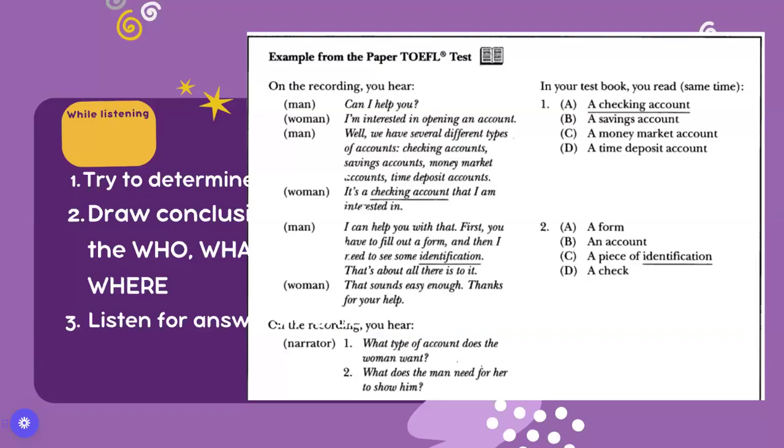And in the recording, you will hear, what type of account does the woman want? Number 2, what does the man need her to show him? If you see, the answers are in order: checking account, ID.